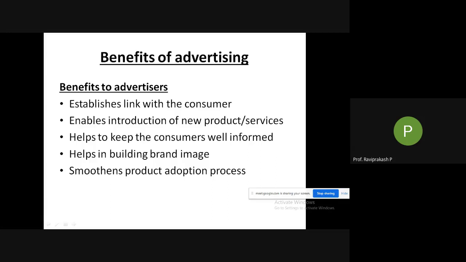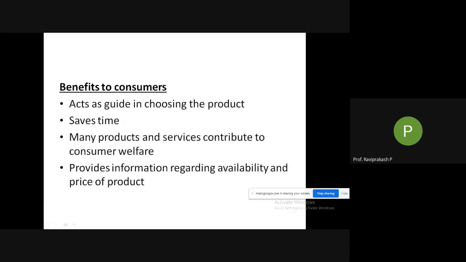Next comes consumers or customers. So it acts as a guide in choosing the product. As I told you, there are multiple products in the market. So it should be in a proper way where it should guide your customers or consumers in buying your product. Okay, it should say what the benefits of your product are over your competitor products, and why should I use it? So all these things help in guiding the consumers towards your product.